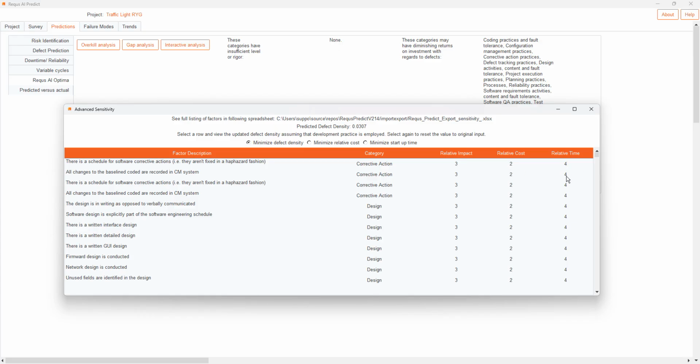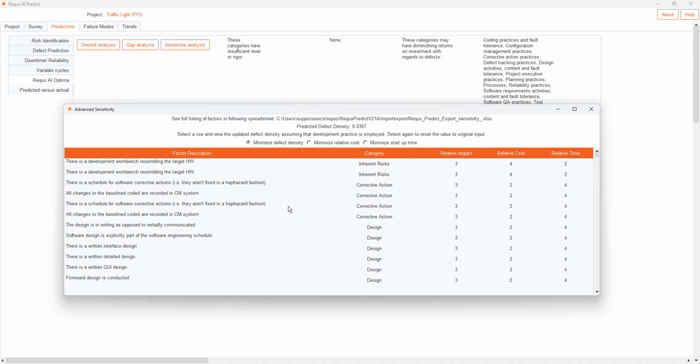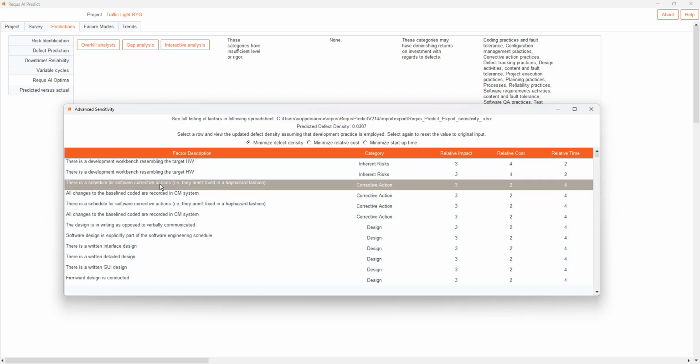You can see relative cost, relative time. We can sort them any way we want, by the cheapest, the shortest to implement, or by the biggest effect on defect density. So let's look at one of these that looks like it'd be the cheapest to implement. Okay, there is a schedule for software corrective actions, which means they aren't fixed in an ad hoc fashion. That doesn't sound very expensive, so let's click that and see what happens. Not much. Okay.